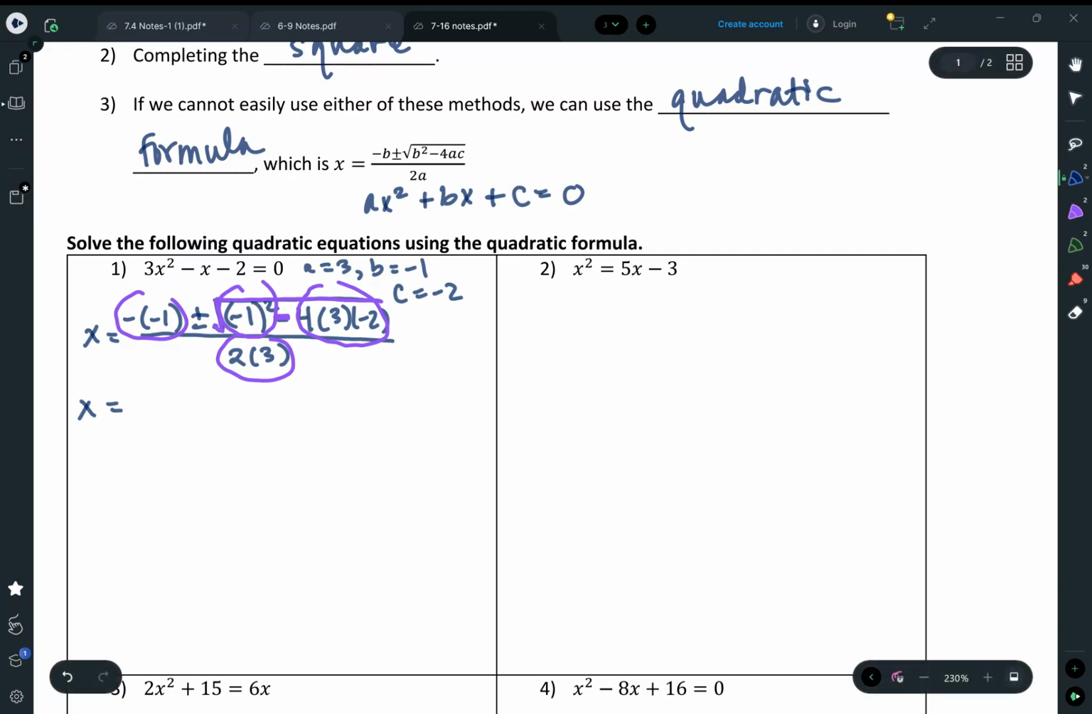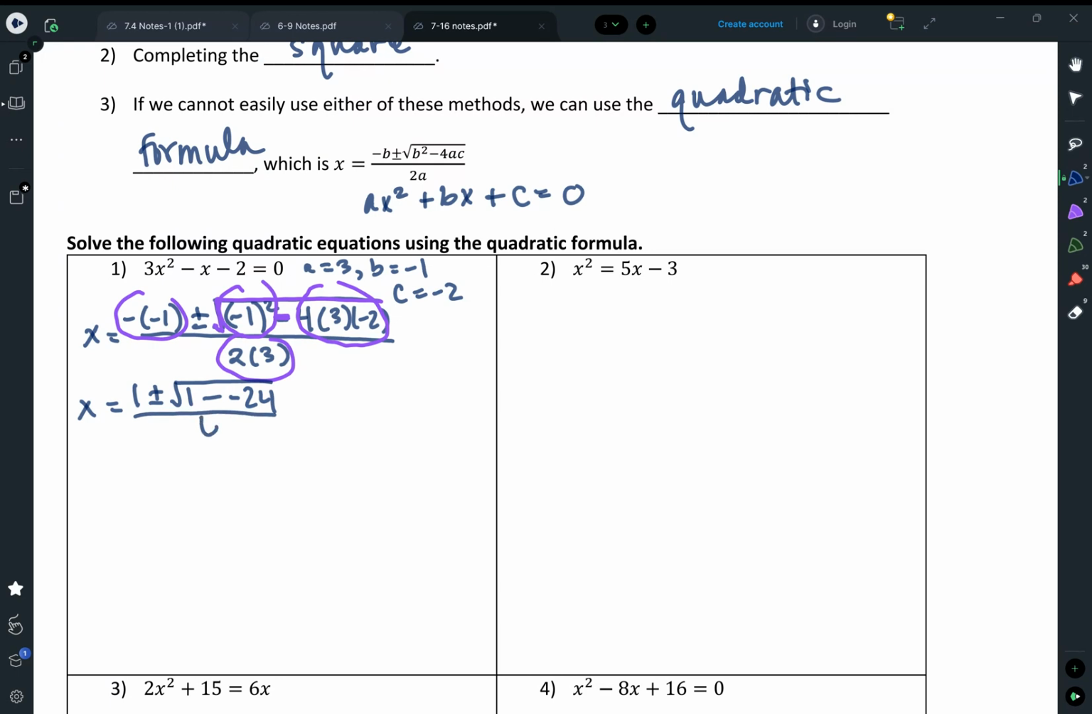So negative of -1 is a +1, plus or minus. -1 squared is going to make it a +1, minus 4 times 3 times -2. Well, 4 times 3 is 12, times -2 is -24. And this is all over 6. Now remember, because we have a minus negative, this is going to be plus. And so we end up with x equals 1 plus or minus the square root of 25, divided by 6.